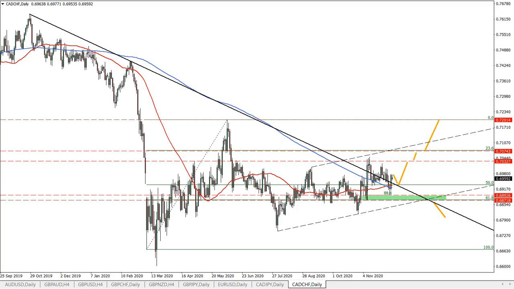Today we will be looking at the Canadian dollar against the Swiss franc.